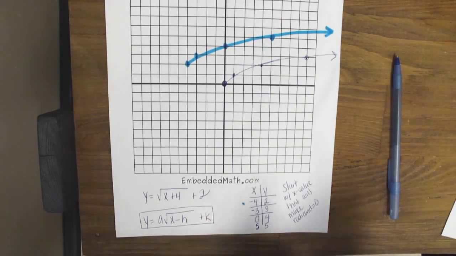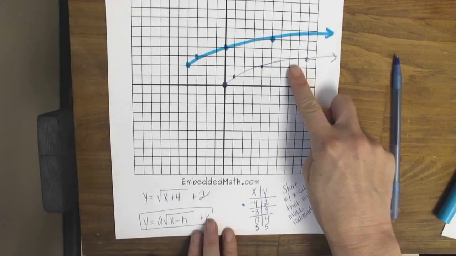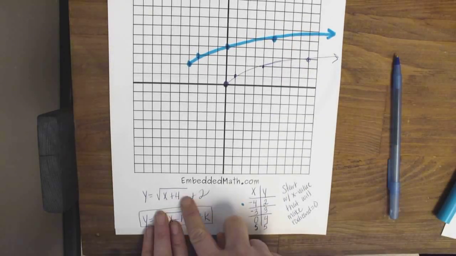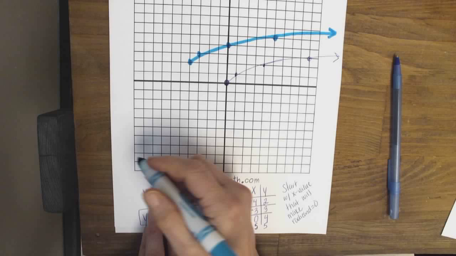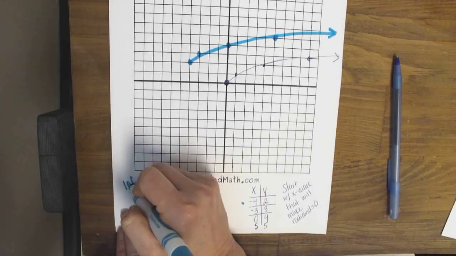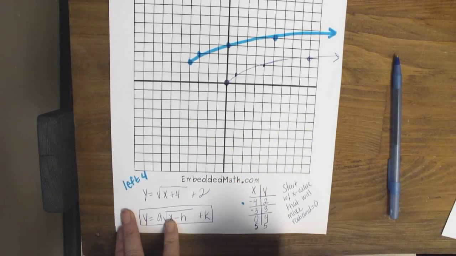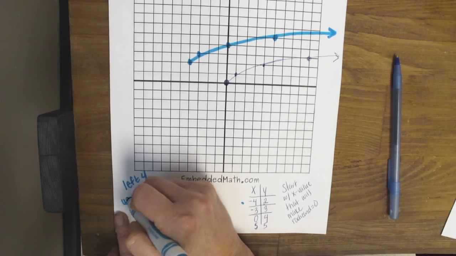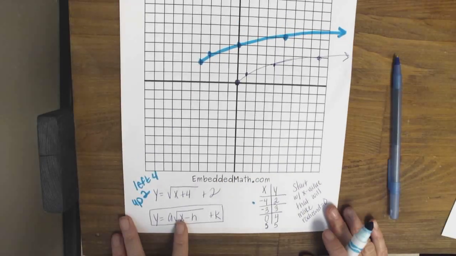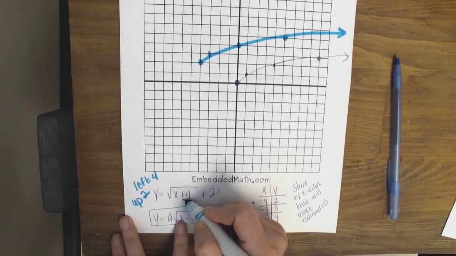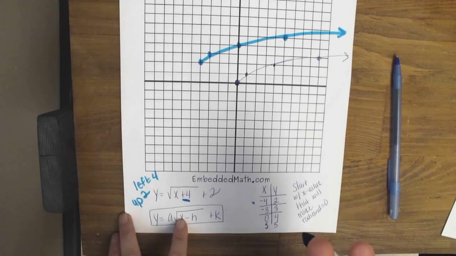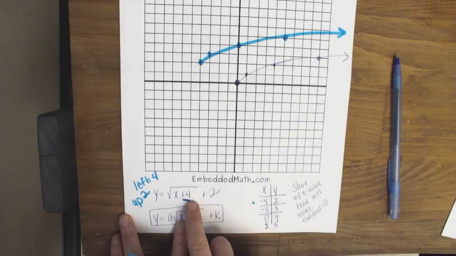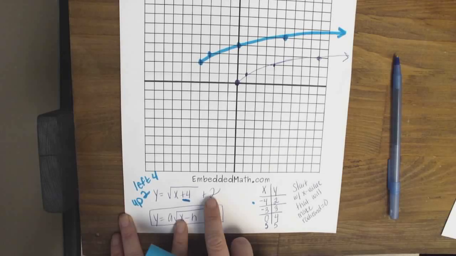If I look at it compared to the parent function, so this was my equation, it actually moved left 4 and up 2. We've actually seen this with parabolas. It's the opposite of that in your brain, at least I like to think of it, because it's left of that, so it's at -4, and keep this one the same.